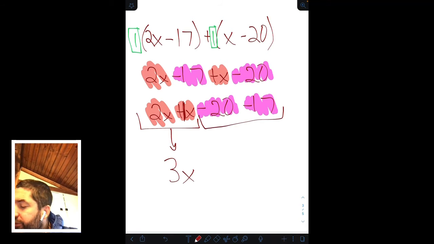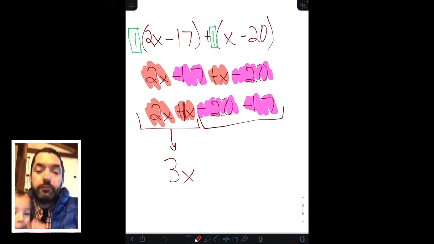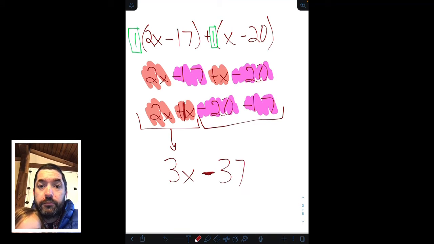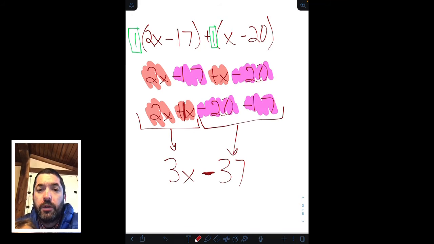And negative 20 minus 17, well, they're both negative, so the answer is going to be negative. And 20 and 17 make 37. Oh, that's not too bad. So that's my answer. Next letter of the password is R.